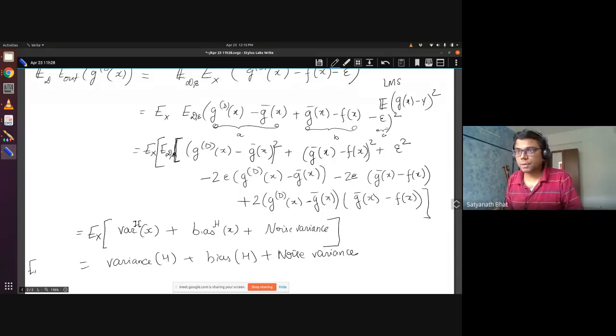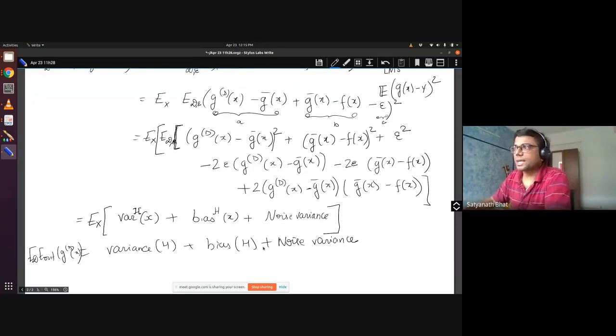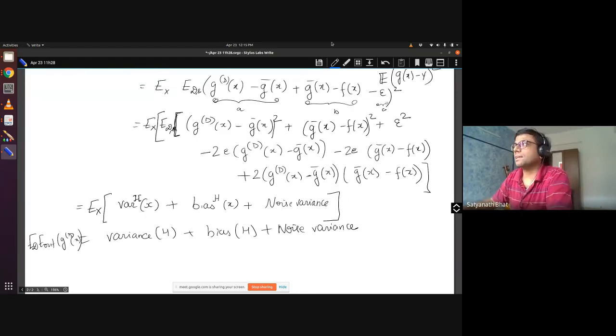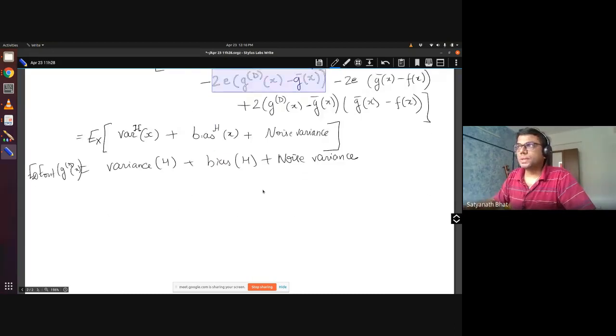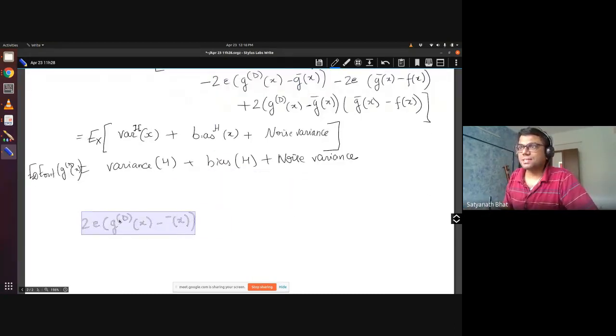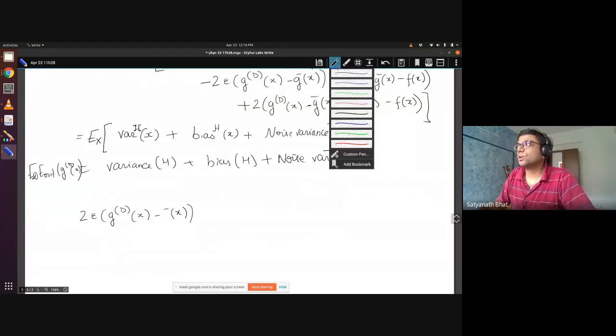So the total expected value of E out of GD of X is given by this. But before that, we still have to satisfactorily prove that each of these cross quantities is actually 0, right? So we will do it one at a time. I know some of you may be feeling a little queasy about it. We will see a solid example which will make this extremely clear. So not to worry.